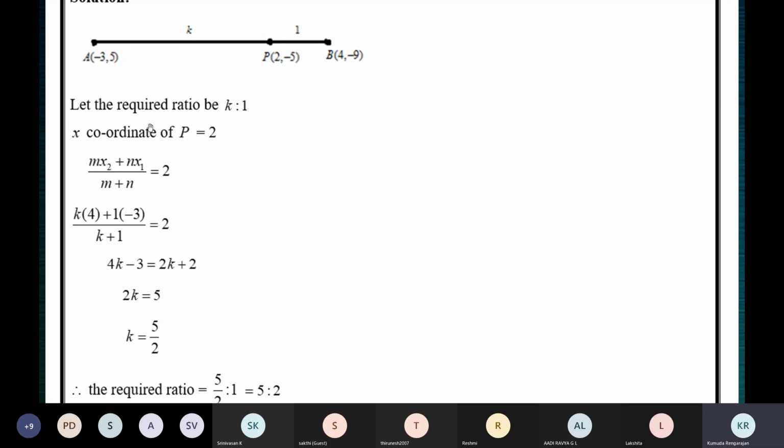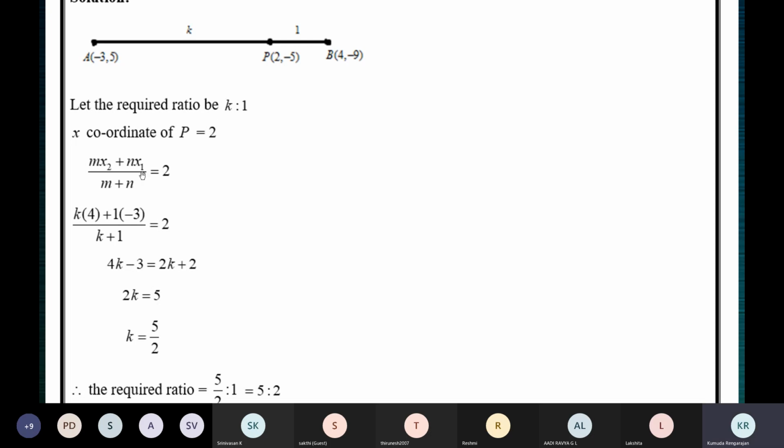I told you to find the ratio, you can use either the x coordinate of P or the y coordinate of P. Both will give you the same result. So here I've used the x coordinate of P, which is 2. And how do we find the x coordinate? mx2 plus nx1 by m plus n gives the x coordinate of P. So mx2 plus nx1 by m plus n is equal to 2. Now work.